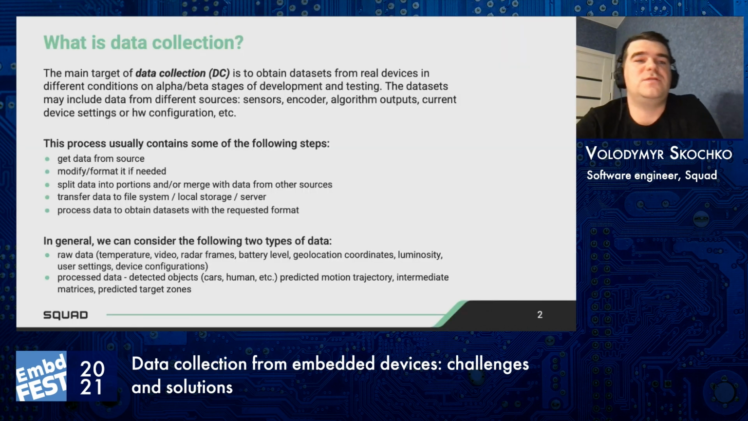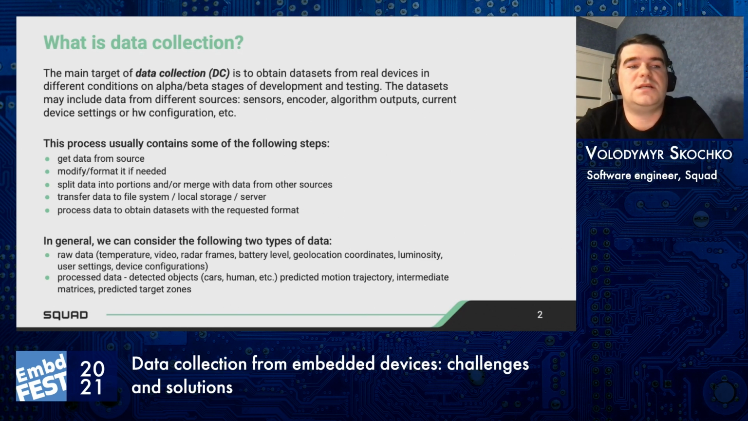So we should start from the definition. What is data collection? We will use the following one. Data collection is a process which allows you to collect data sets from real devices during alpha or beta stages of development and testing. This data may contain video data, radar data, data from different sources, sensors like GPS coordinates. It also may contain device settings or hardware configurations. In other words, if you develop an algorithm for a new device, you may want to have some sets of input data to check algorithm feasibility, performance, and so on.